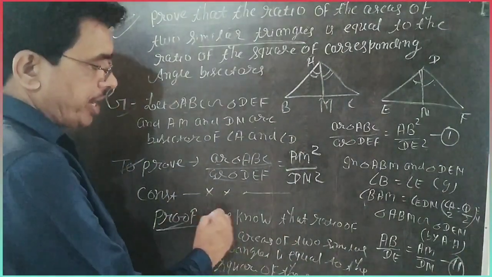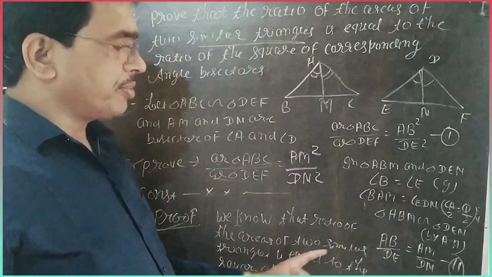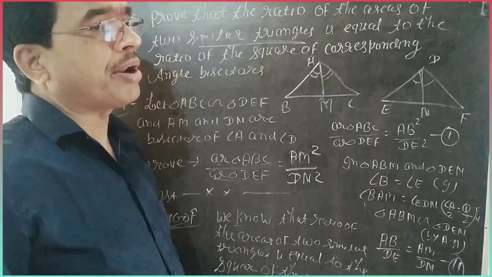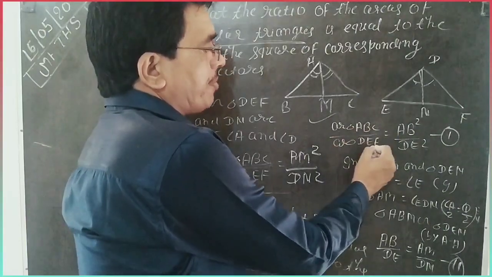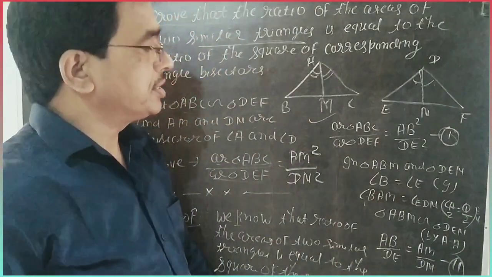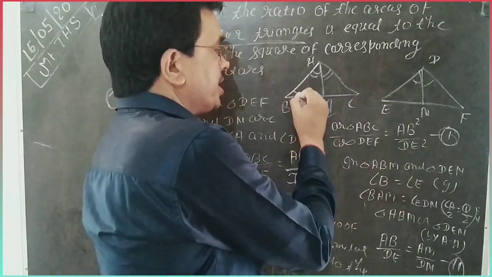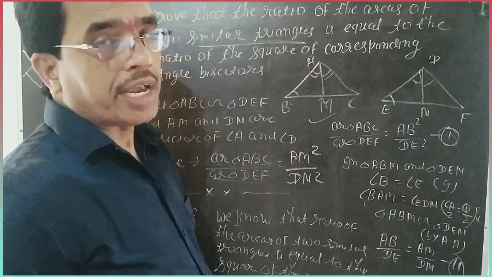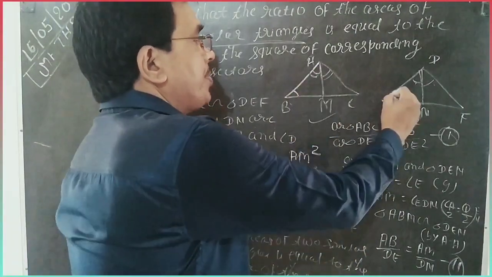Now prove. Again we write the statement of the first theorem: we know that the ratio of the areas of two similar triangles is equal to the ratio of the squares of their corresponding sides. So dear students, I write here area of triangle ABC by area of triangle DEF is equal to AB square by DE square from the first theorem of this exercise. Now we take triangle ABM and triangle DEN. I write here B is equal to E. Why? Because ABC and DEF are similar, so these angles are equiangular. Equiangular means corresponding angles are equal. So we write angle B is equal to angle E.